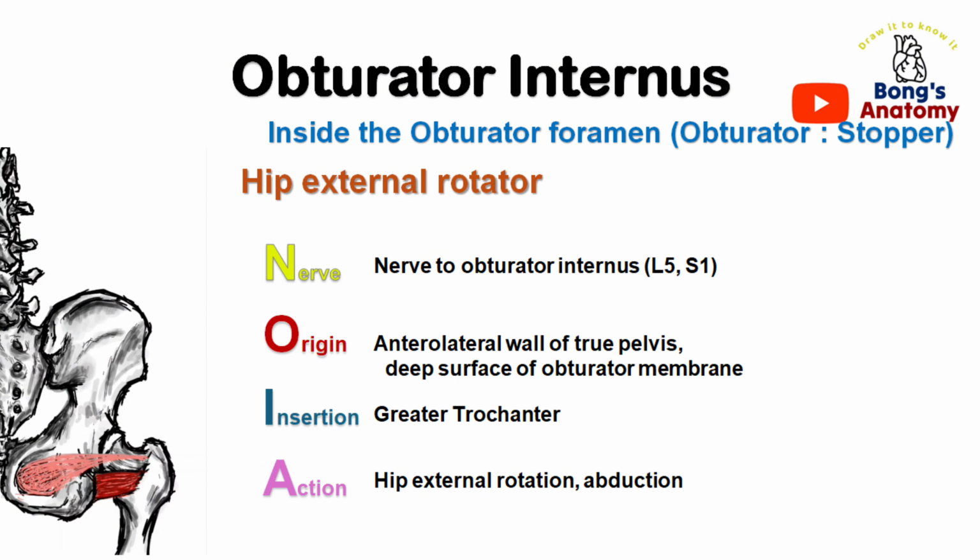Obturator internus. Different to the externus, it originates from the deep surface of the obturator membrane and also means inside the obturator foramen. Innervated by the nerve to obturator internus. Inserts into the greater trochanter. Action will be hip external rotation and abduction.